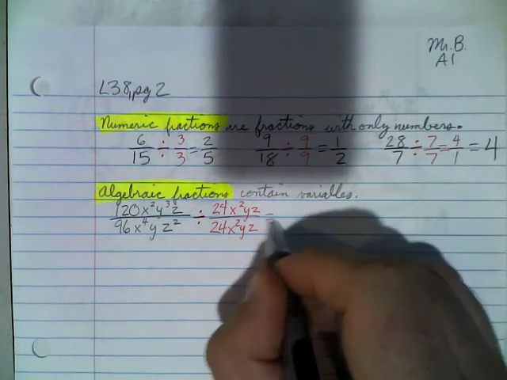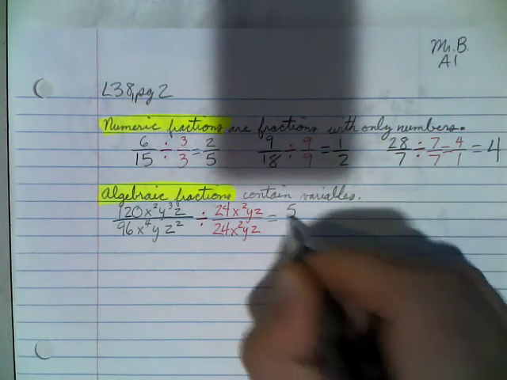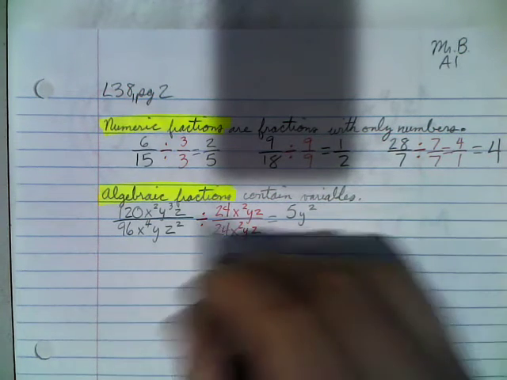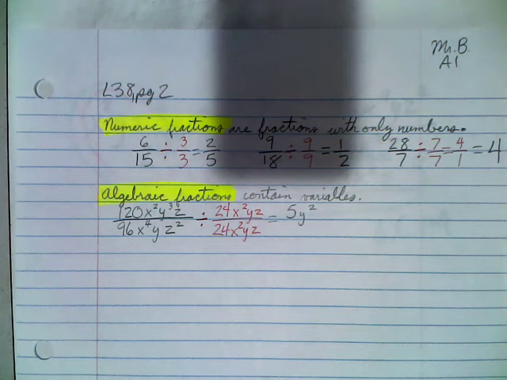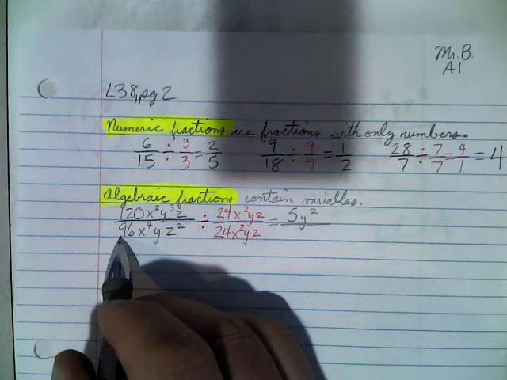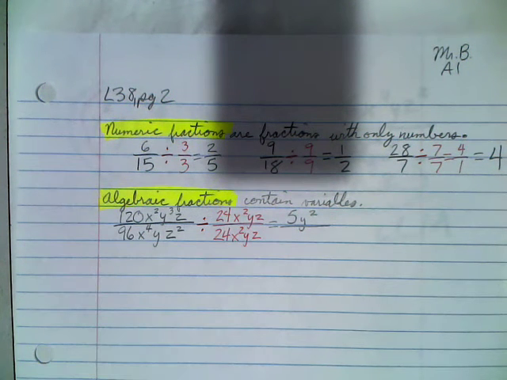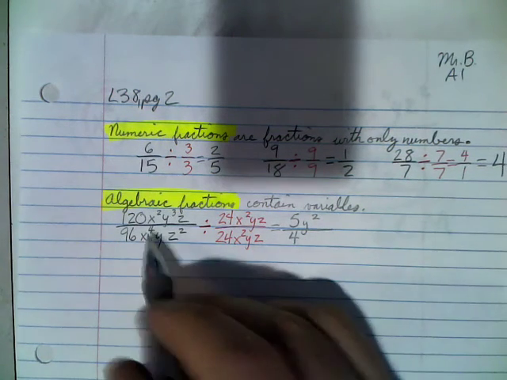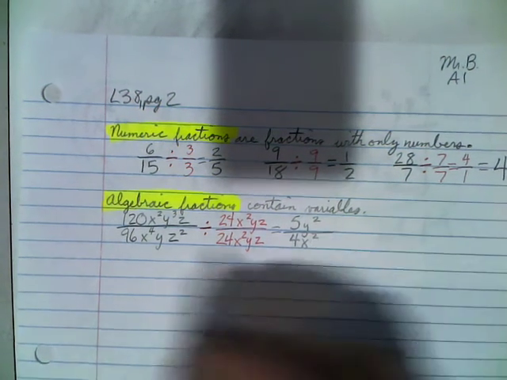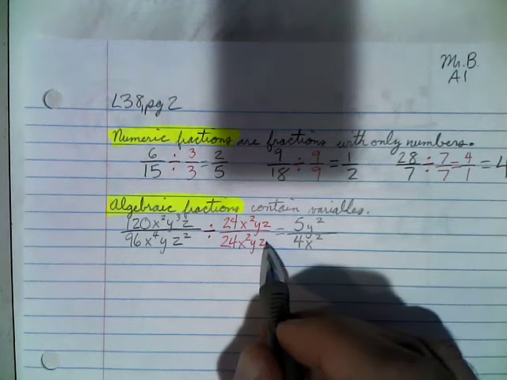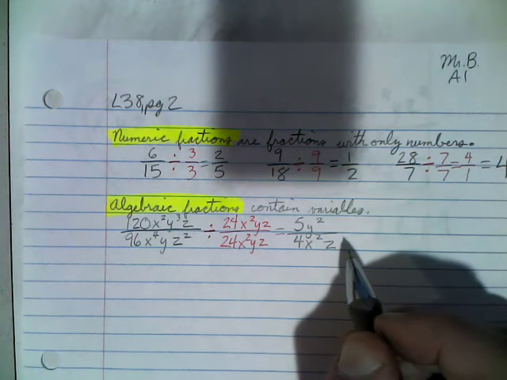So 120 divided by 24 is 5. X squared divided by x squared cancels. Y cubed divided by y gives me y squared. And z divided by z cancels. So on the bottom, 120 over 96. We know that 120 will reduce down to 5 when we divide it by 24. 96 divided by 24 reduces down to a 4. X to the 4th divided by x squared gives me an x squared. Y and y just cancel each other out. And then z squared divided by z is z.